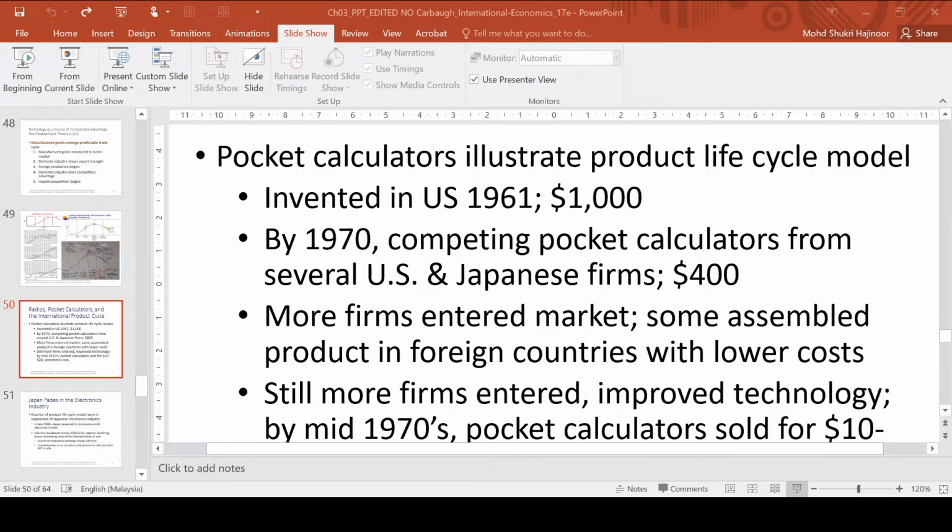More firms entered the market. Some assembled products in foreign countries with lower cost. Still more firms entered. Improved technology. By the mid-70s, pocket calculators sold for $10 to $20, sometimes less.